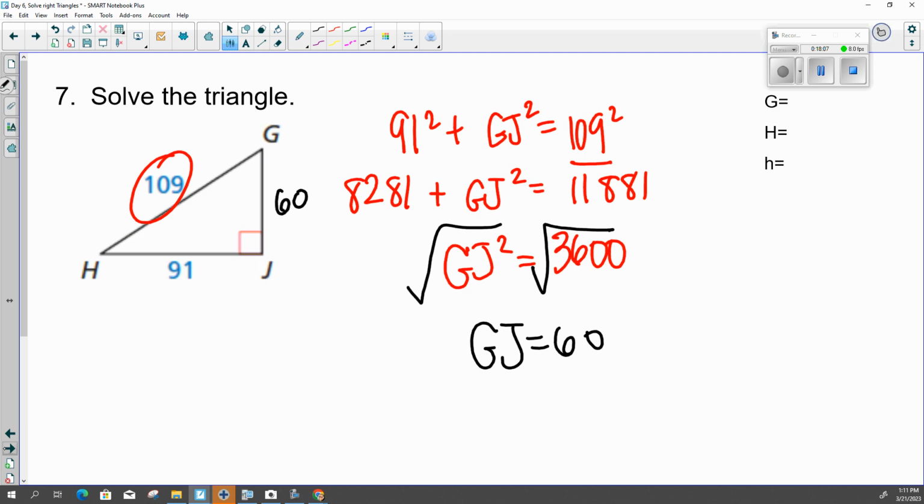Haley, which angle do you want to find first, H or G? Do you want to use tangent, cosine, or sine? We love tangent so much. Tangent is opposite over adjacent.